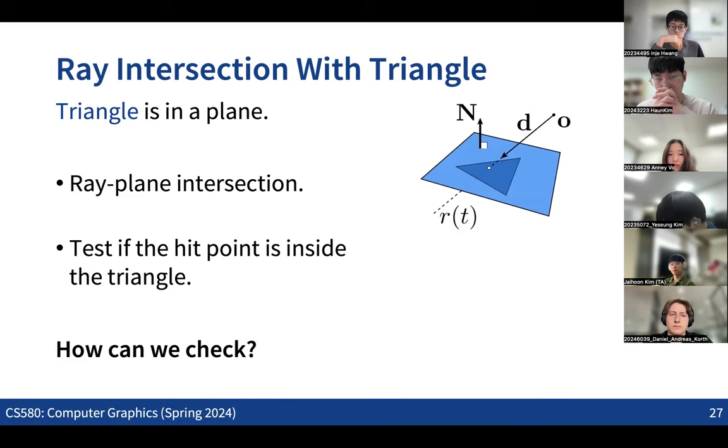So the simplest way that we can check the intersection with the triangle, not with the plane, is to leverage the barycentric coordinates. We briefly discussed the barycentric coordinates in the second lecture, but let me briefly review this idea.